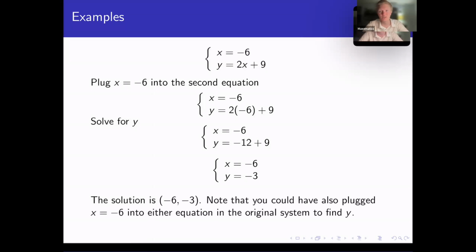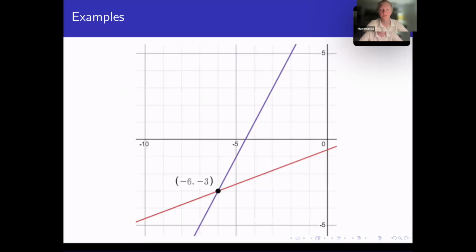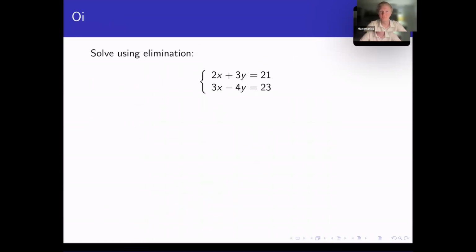Like I said, you could have plugged in x equals -6 to either original equation. I'm just happening to plug things into these. But if you plug -6 into either original, you would also get -3. There's your solution. All right, let's do a couple more, but let's do this next one.